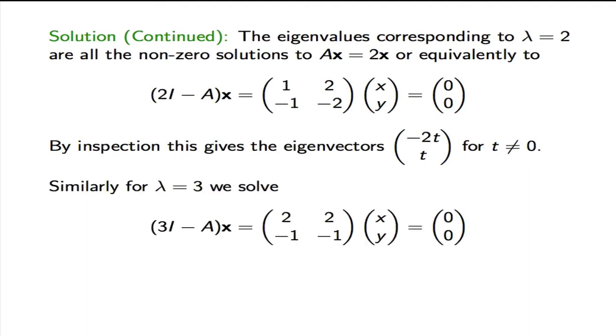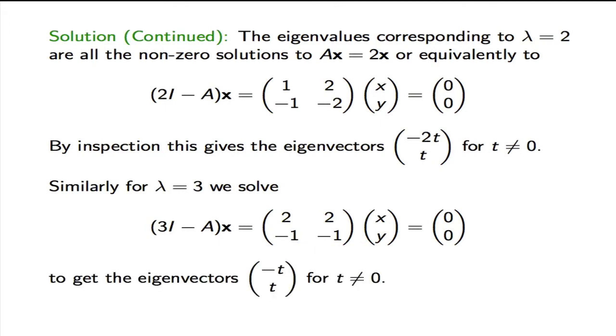And similarly for lambda equals 3, we solve (3I − A)x is equal to 0. We get these two equations, they are the same, and we get the eigenvectors −t, for t not equal to 0.